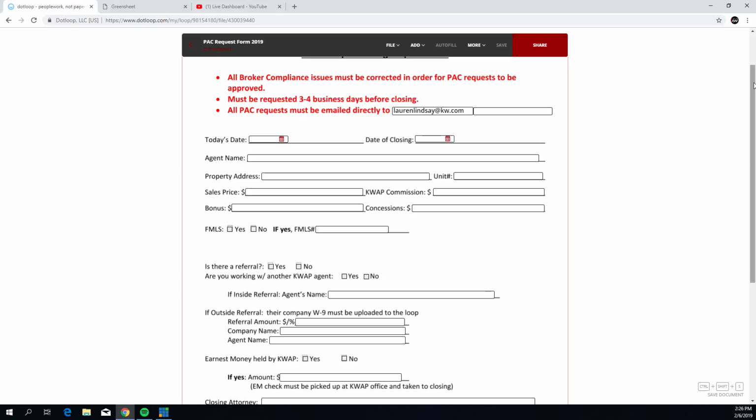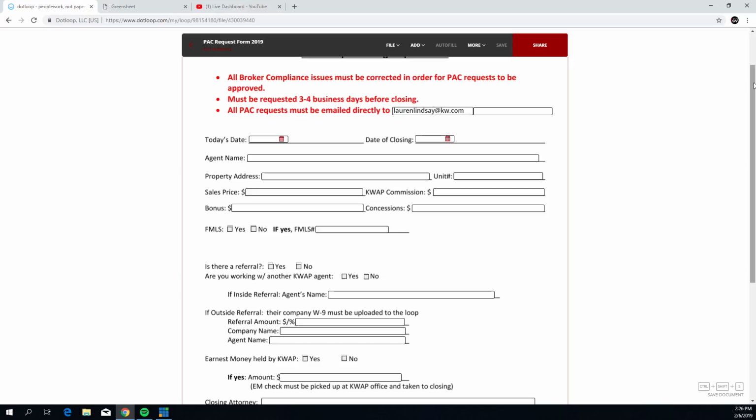Bonus. Sometimes builders will give you a bonus. You know, say, hey, get us a contract before March 31st, and we'll pay you an extra $2,000. That's not part of the commission, but it's still reported. Any concessions, you're paying that $500 for the home warranty for this guy. So you put a negative 500? Concession's 500, just 500. That just applies negative? Right. Okay. FMLS, yes, no.